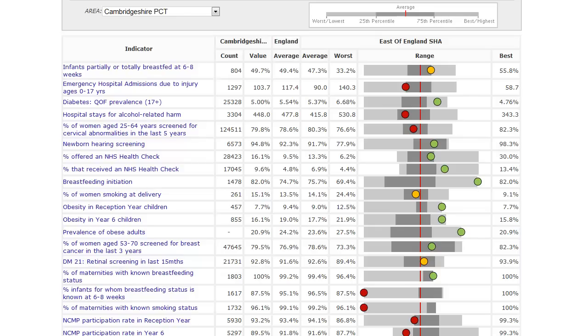So in this example, we can see that when compared to the regional average, the percentage of women aged 53 to 70 who are screened for breast cancer in the last 3 years is significantly better than the regional average. The percentage of women smoking at delivery is similar to the East of England average. And the rate of hospital stays for alcohol-related harm is significantly worse than the regional average. It's a lot quicker and easier to use the coloured circle to spot indicators that are different from the benchmark than having to look through all the numbers on the left.